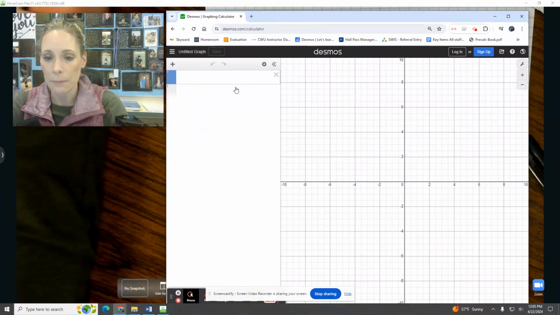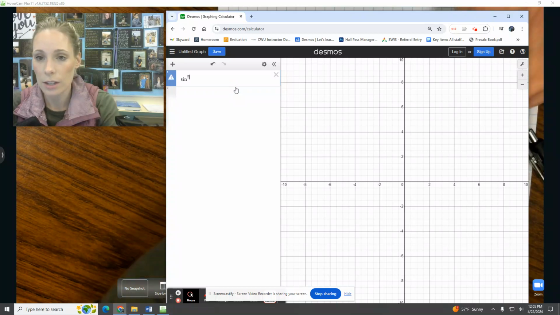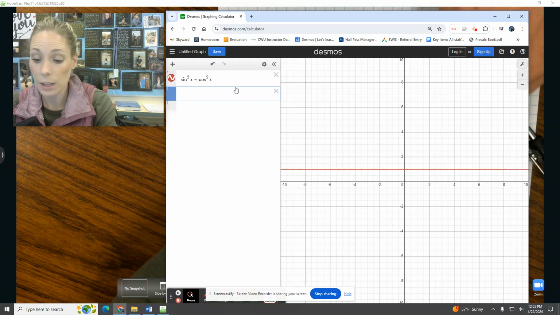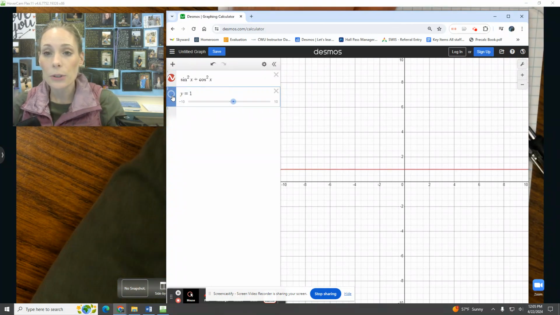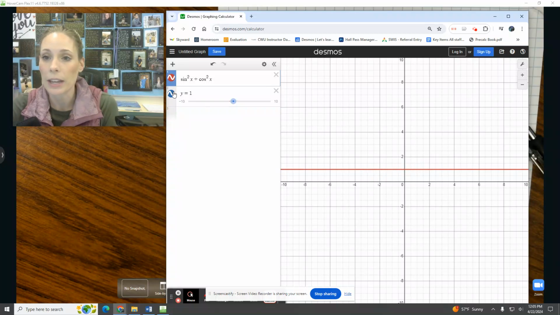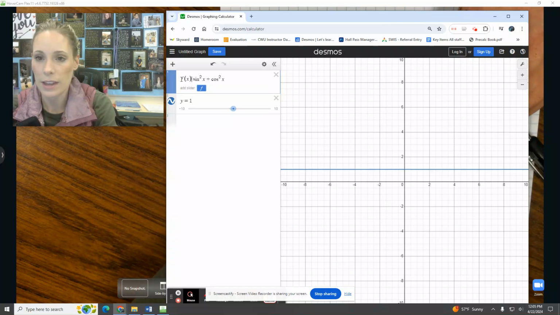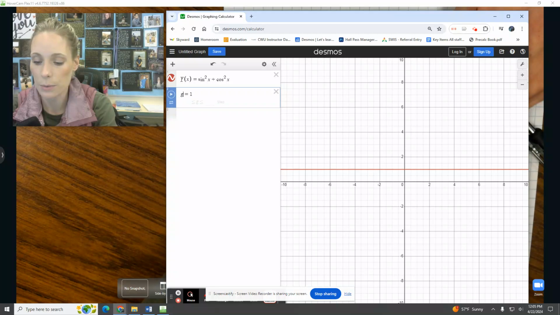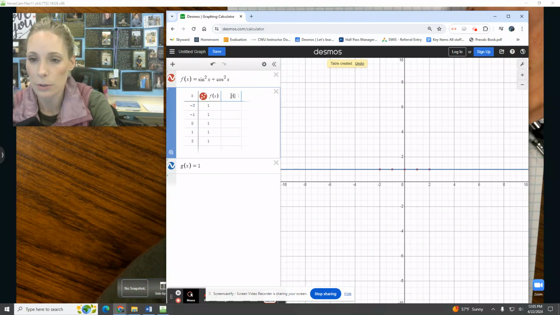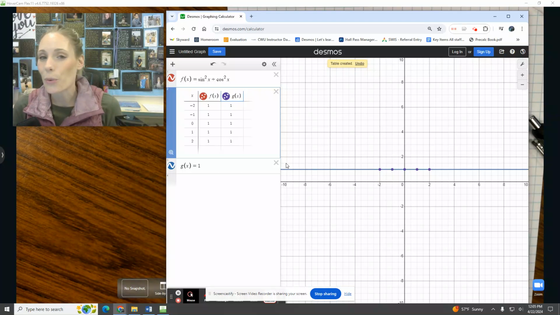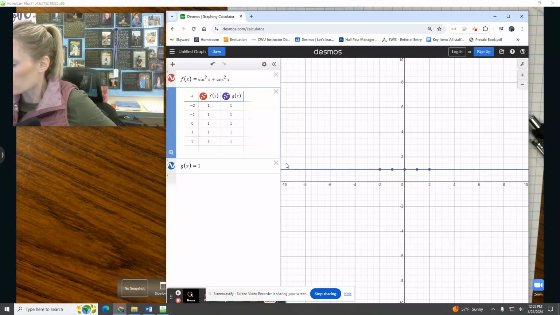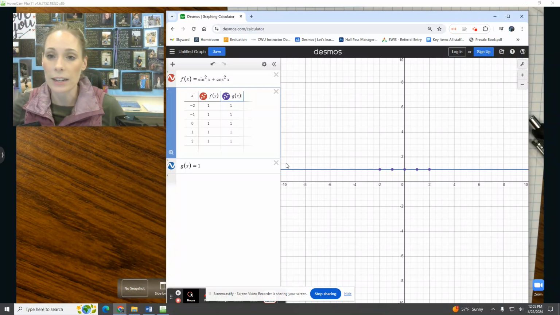A trig identity is something like sine squared of x plus cosine squared of x equals 1. If you look at this, it is always true. It doesn't matter what x value we plug in. We could call this f of x and this g of x, and if I make a table of values with f of x next to g of x, it is always, always, always true. It does not matter what our input is, the output will always be 1. That's what makes it an identity.